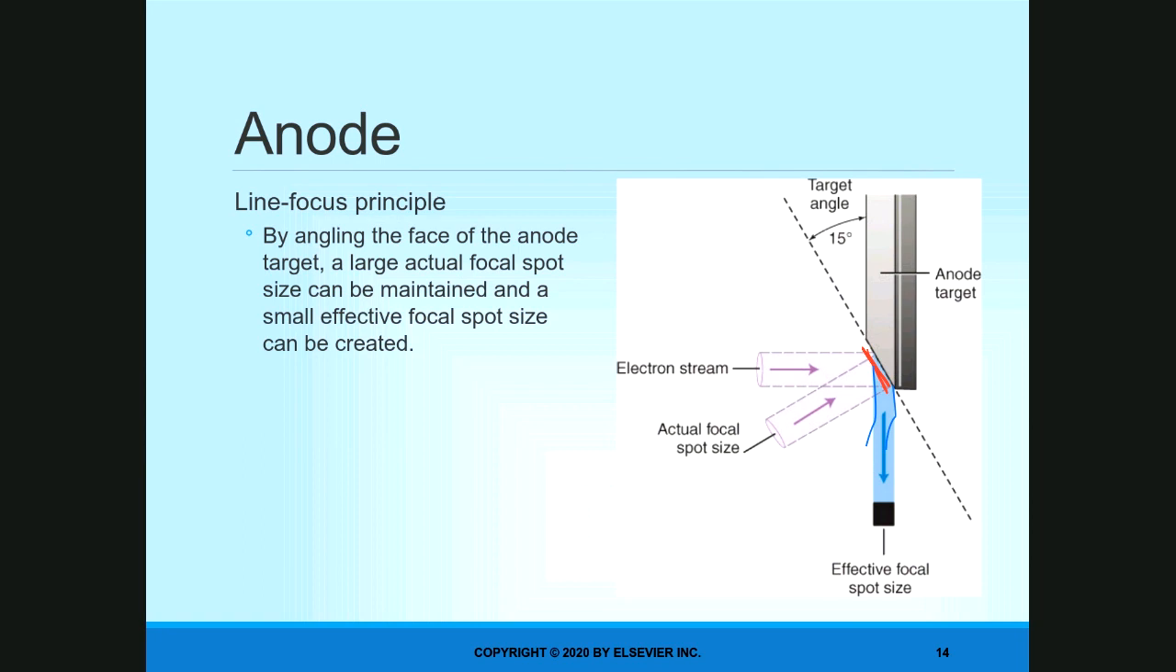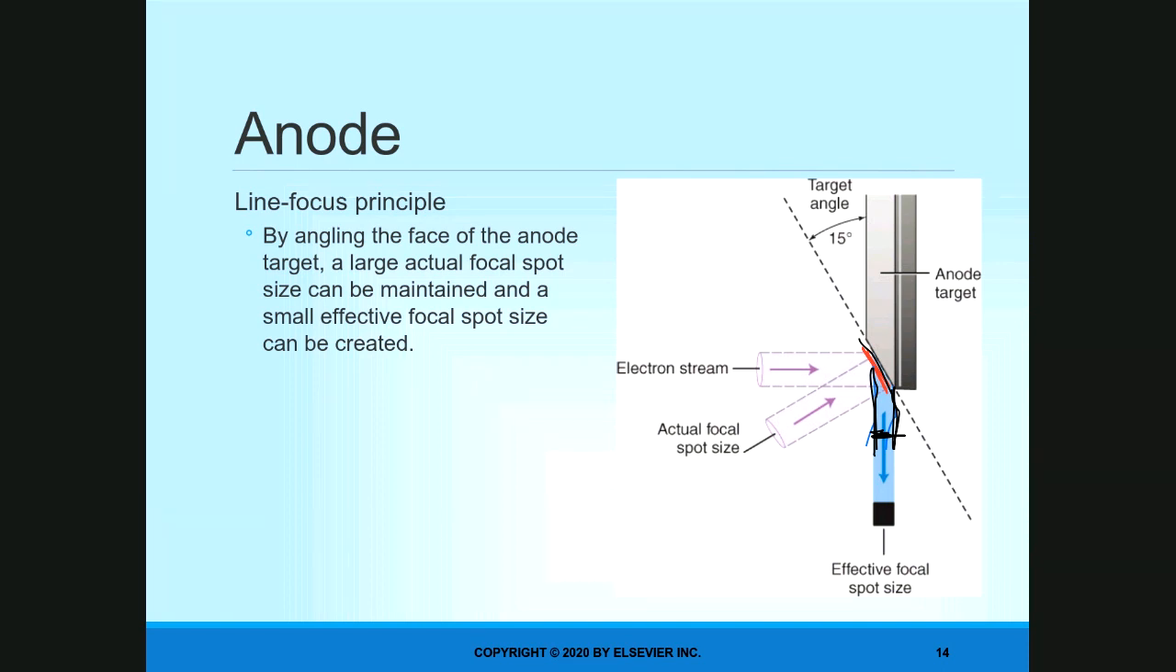All right, so it interacts with that whole area in red, but when it exits the tube, see how this area is much thinner from side to side? This is much thinner than this whole thing right here. Because we angle the target, it allows the X-rays to come out of the tube in a more confined area. And what that creates is the effective focal spot.